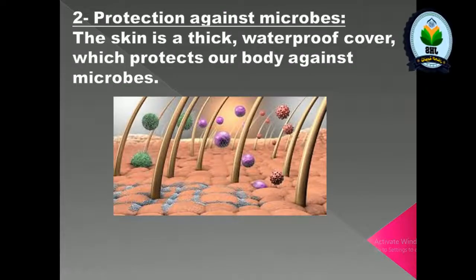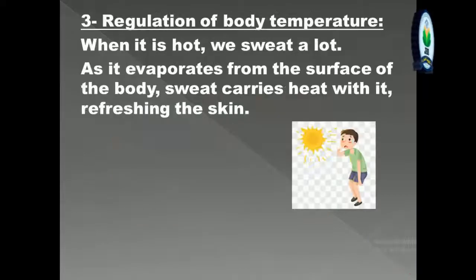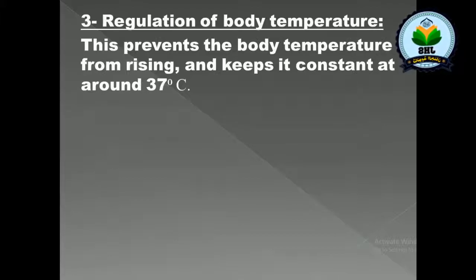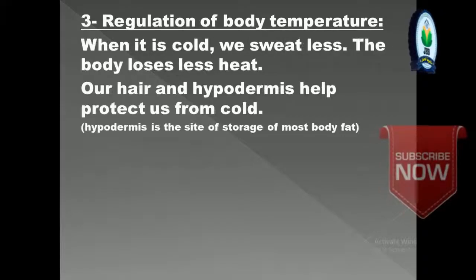The second function is protection against microbes. The skin is a thick waterproof cover which protects our body against microbes. The third function, regulation of body temperature. When it is hot, we sweat a lot. As it evaporates from the surface of the body, sweat carries heat with it, refreshing our skin. This prevents the body temperature from rising and keeps it constant at around 37 degrees Celsius.